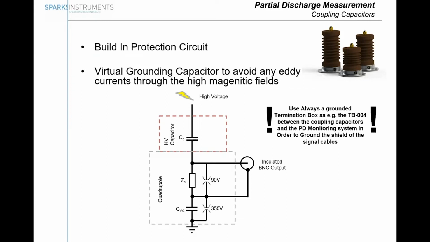In our coupling capacitor, in the quadrupole, we have a special design. We have a so-called virtual grounding capacitor. This is because when we install the coupling capacitors in a very strong magnetic field, and we connect the shield of the signal cable to ground at the coupler side and on the instrument side, we get a loop. So we get a one-turn transformer by our installation, and we risk creating eddy currents in the shield of the coaxial cable or of the signal cable. That's why we have virtual grounding. That means the signal cable is grounded through a capacitor and centrally grounded at the junction box.